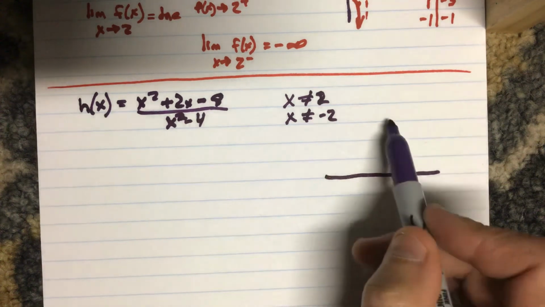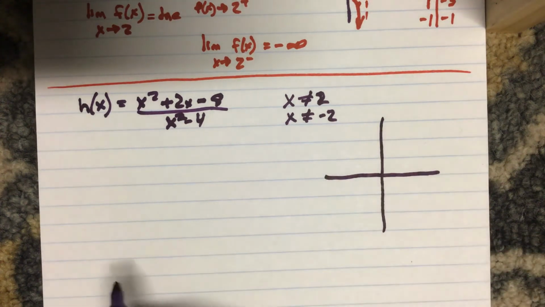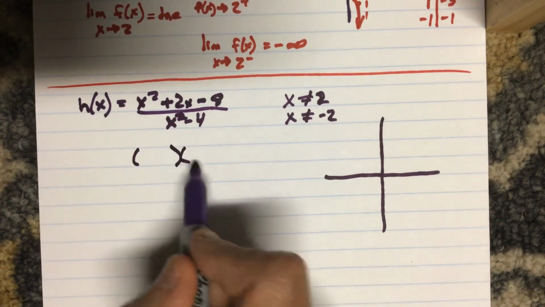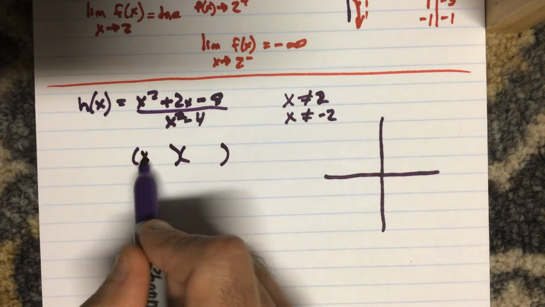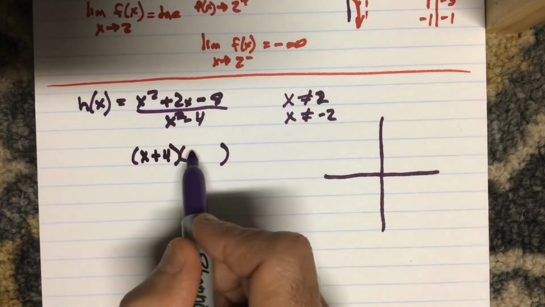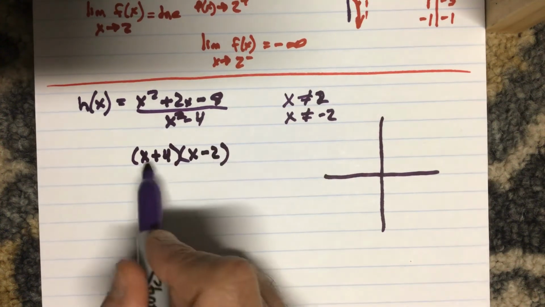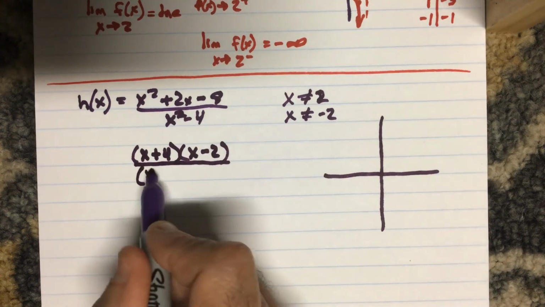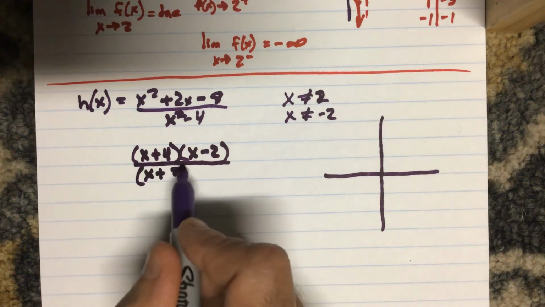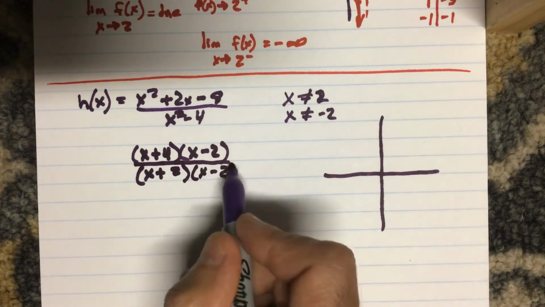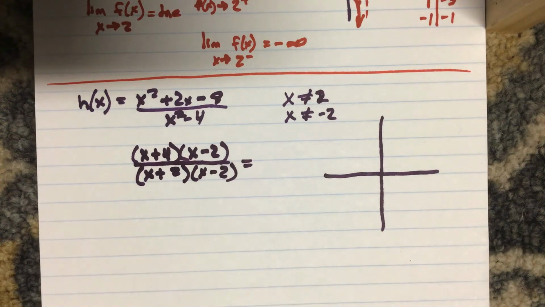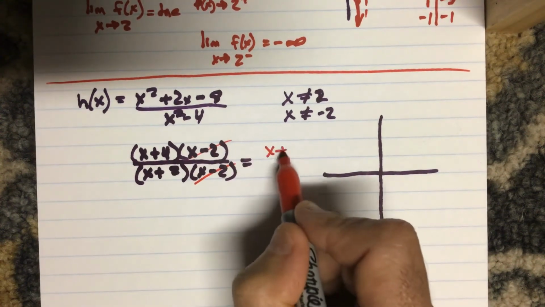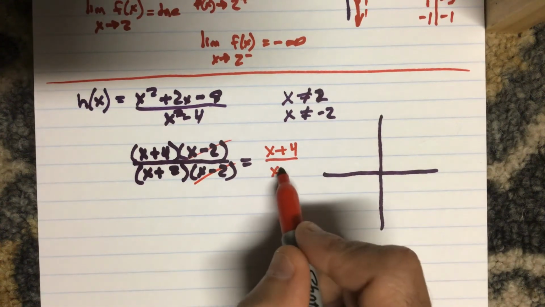So again, we can make a little graph here, but let's first factor this. When we factor the numerator, we get x plus 4 over x minus 2. We can also factor the denominator because that's the difference of two squares. So x plus 2, x minus 2. And then you can see here that this cancels. And the new function now is x plus 4 over x plus 2.